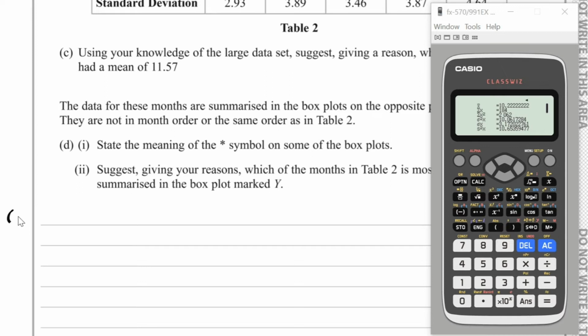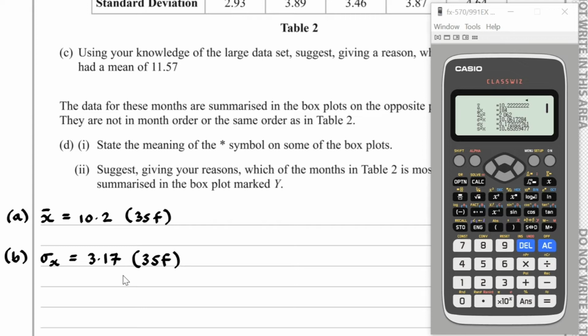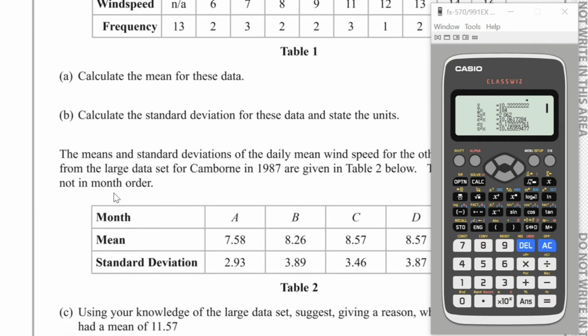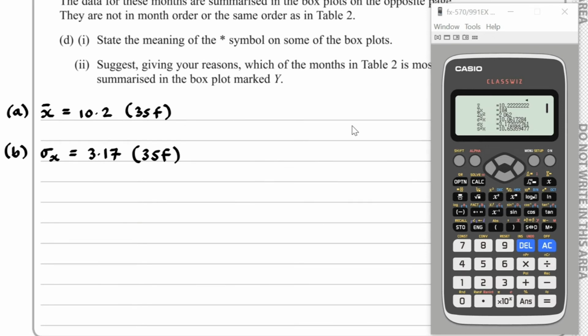For the first part then, the mean, we'll call it x bar, that's equal to 10.2 to 3 significant figures. And then to calculate the standard deviation, that's equal to sigma x, which is equal to 3.17 to 3 significant figures. And we also have to state the units. Well, the units here would be knots.